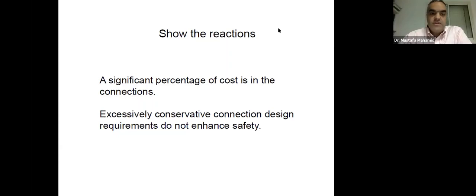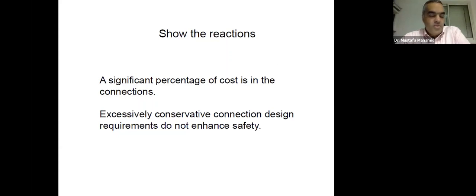Show reactions. Now this is strongly recommended, if it's not a must, in my opinion. If you are designing the connections, you need to start from, of course, the loads. So it's very easy to show the connections on your beams, and the connection designer will design for the actual reaction rather than full capacity or the percentage of the capacity of the member.